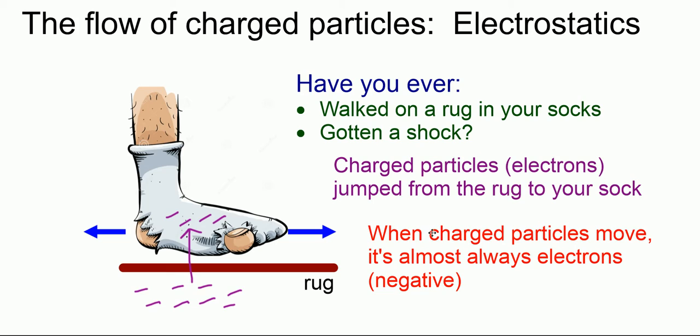Before going on, I want to say this. When charged particles move, they're almost always electrons. They're much smaller and lighter than, say, protons and ions, so almost always we're talking about electrons moving, as we see here. Okay?